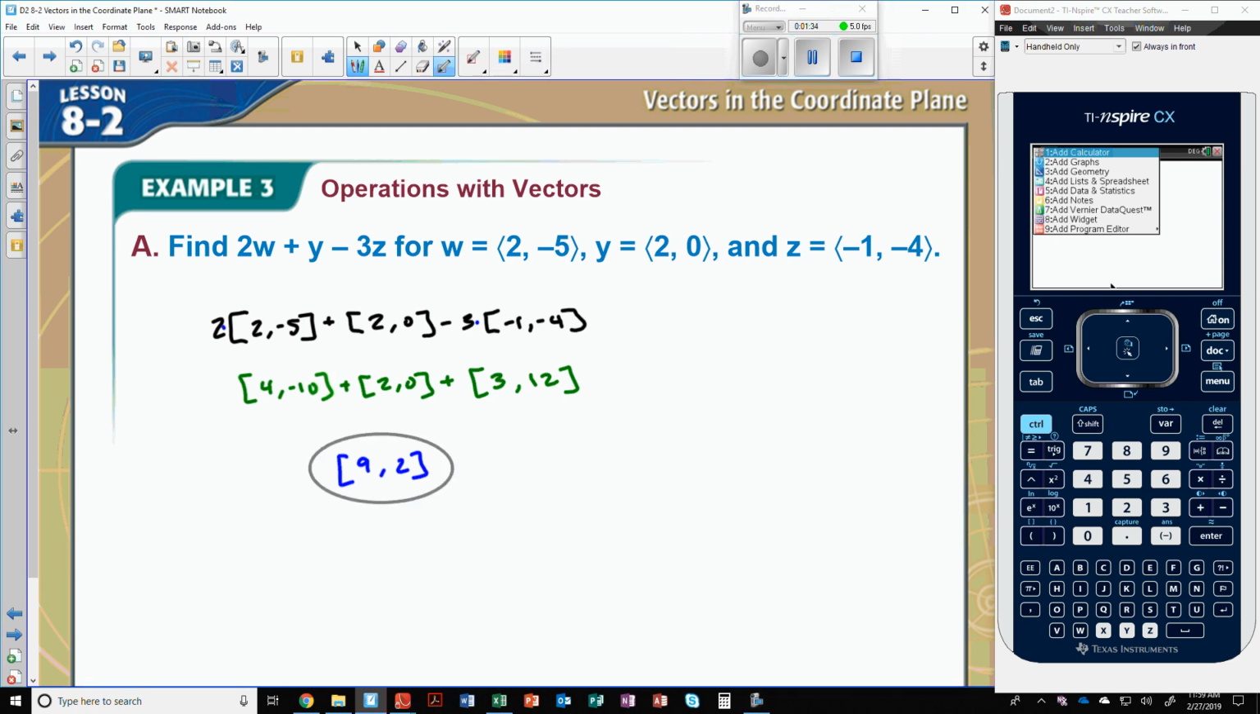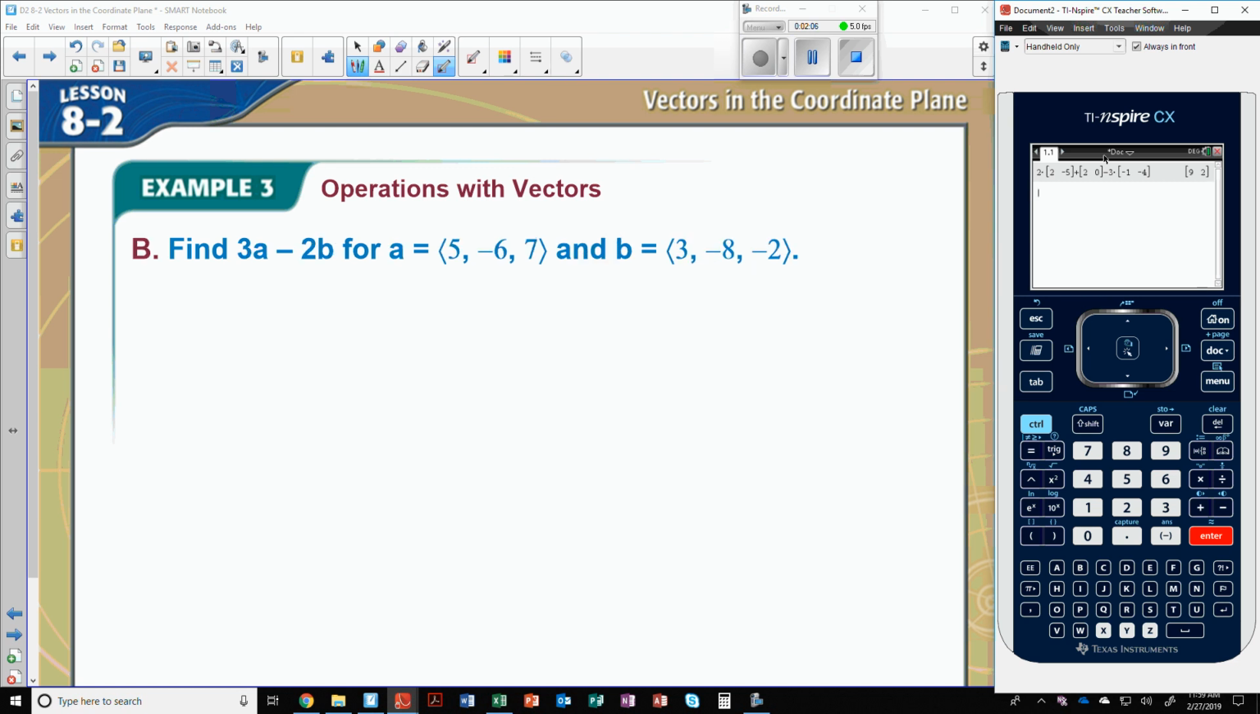Now we can check it in the calculator. So we go calculator, and we do 2 times bracket 2, negative 5. And then we add bracket 2, 0. And then we subtract 3, bracket negative 1, negative 4. Hit enter, we get 9, 2.